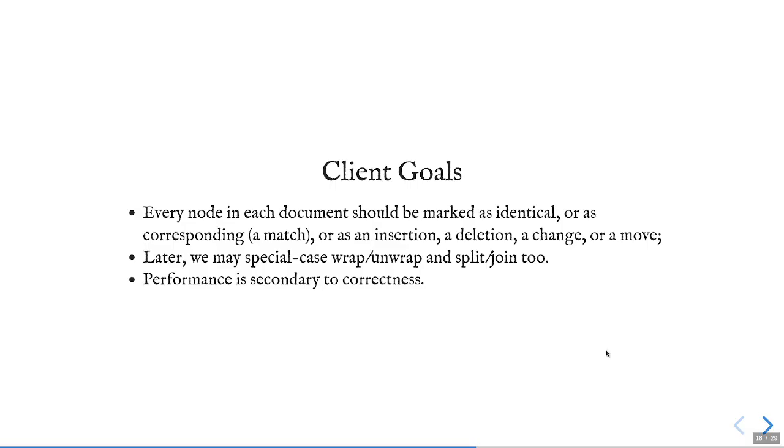Every node in both documents, the original and the changed, should be marked in some way by the matcher. It can be marked as identical, it can be marked as corresponding, it's a match, but maybe it's got different attributes or something. It can be marked as an insertion or a deletion or a change, the text content is different, or a move, or maybe the element name is different. Later we made special case wrap and unwrap and split join too, I'm not sure. Again, performance is secondary to correctness, but still important. It should only mark things that are different in the two documents, so I think we've achieved that.